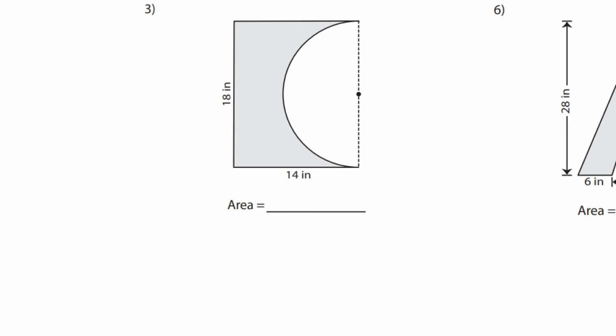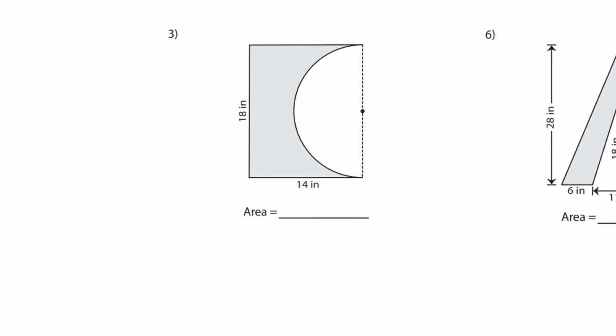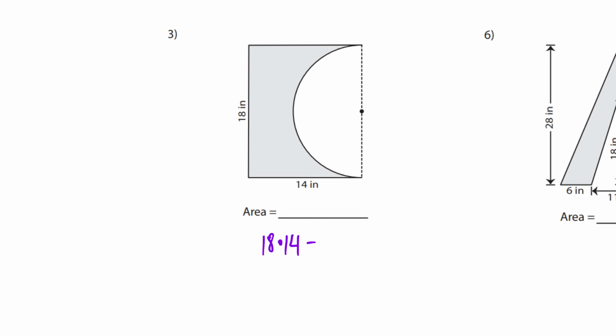Okay, so on this one, what's the overall shape here? It's a rectangle, right? So how are we going to find the area of that rectangle? Length times width, so 18 times 14, which is what? 252, okay. Now, what is the shape of the piece that's cut out of it? It's a half circle, a semicircle, right? So we're going to have to do a little bit more figuring on that.